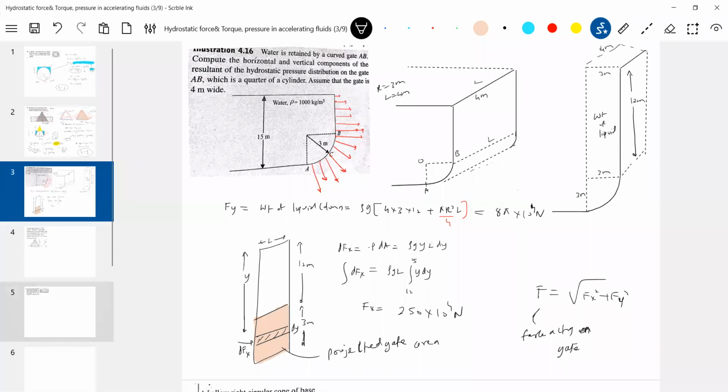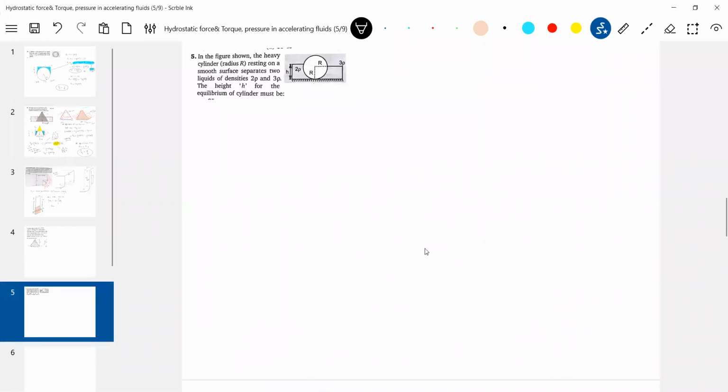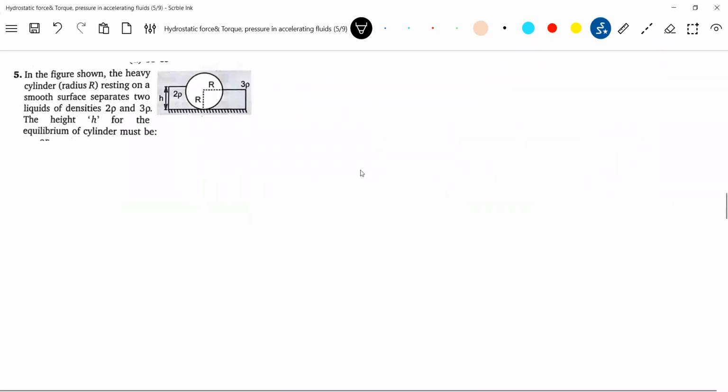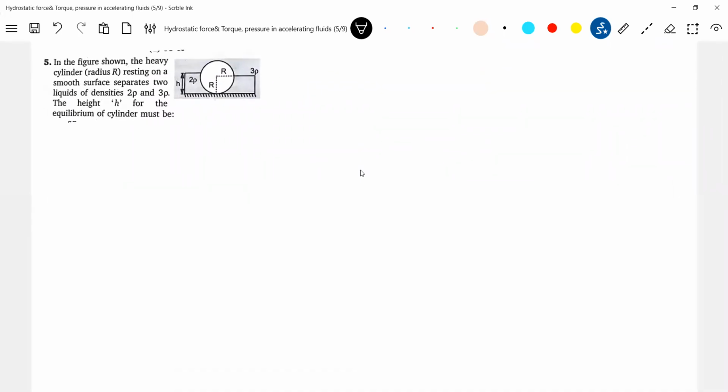Shall I scroll down? Okay, so similar explanation. I'm going to bring it here. What should be the level of liquid on the left-hand side so that it will be in equilibrium? It's telling it's a cylinder. Just now I discussed the projection. That projection is what I'm trying to explain here.